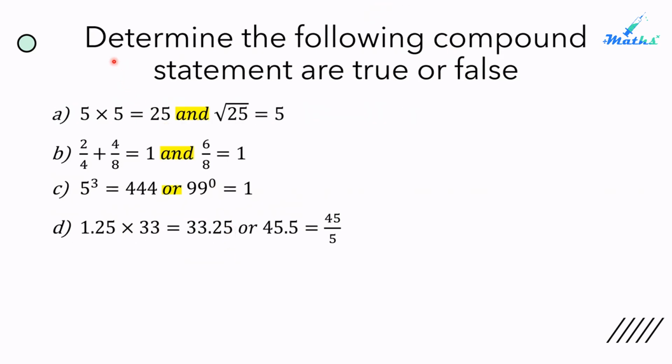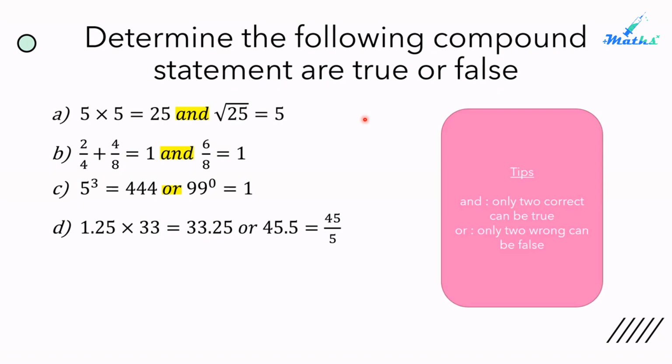Here, have some questions. Determine whether the following compound sentences are true or false. As you can see, here are the tips. Tip 1: if the compound statement uses "and", only two correct statements can be true. And if the compound statement uses "or", only two wrong statements can be false. So let's see the questions first.